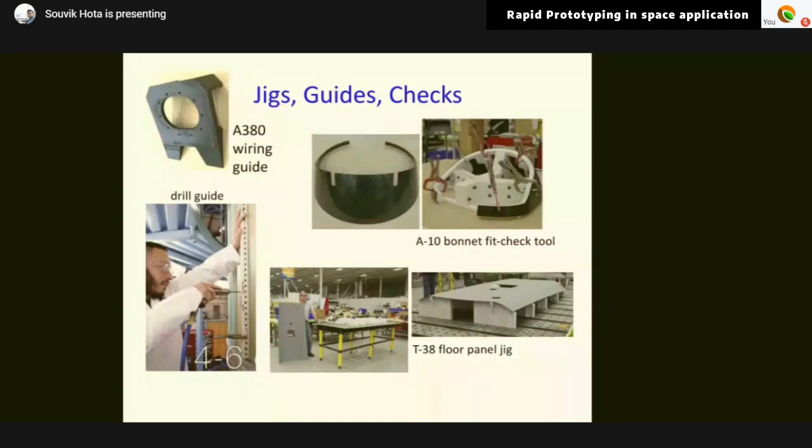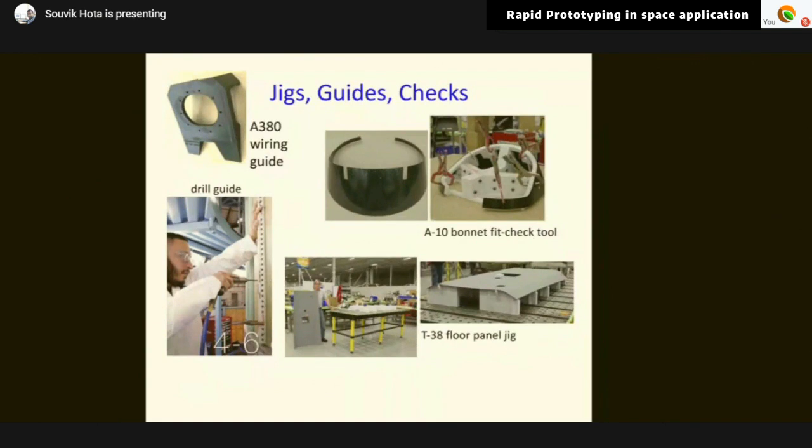that is the rapid prototyping or 3D printing technique. You can see A10 bonnet has been made with the help of this rapid prototyping, and then T38 floor panel jig, and drill guides also, Airbus 380 wiring guide also, that electrical wiring guide, has all been made with the help of this rapid prototyping technique.